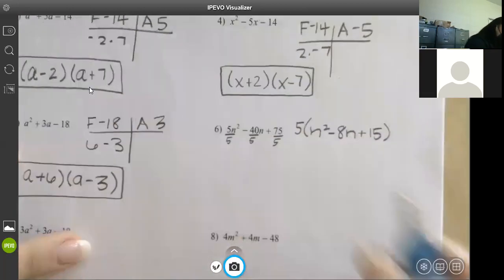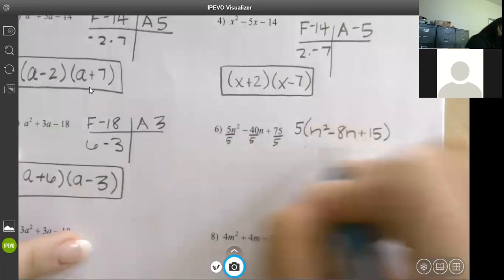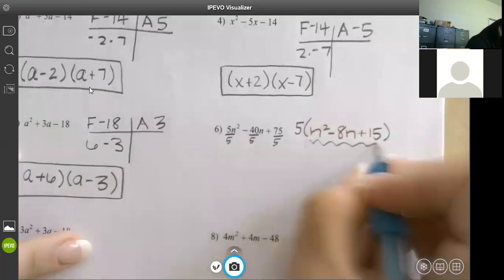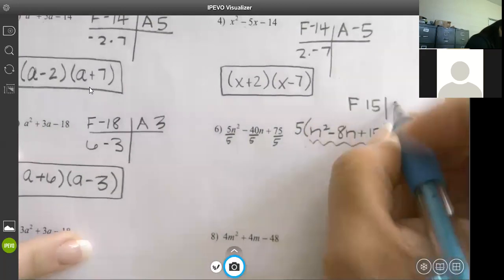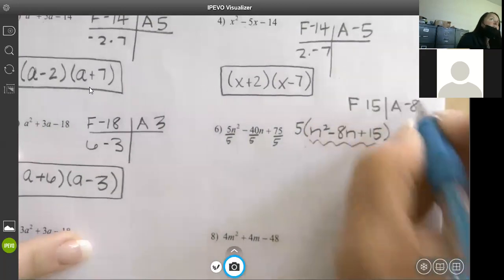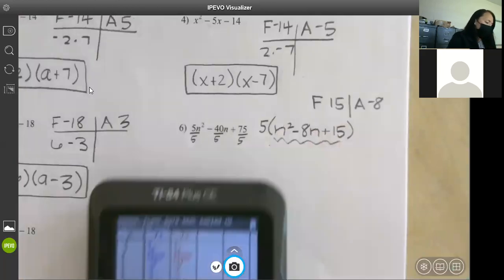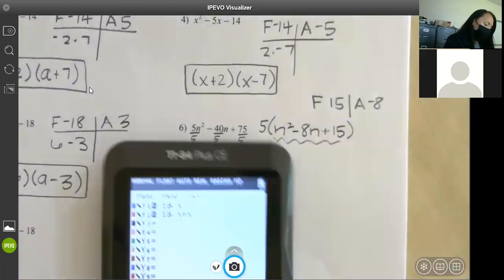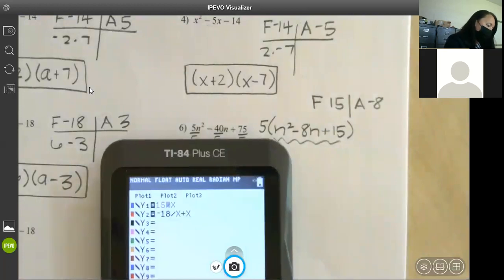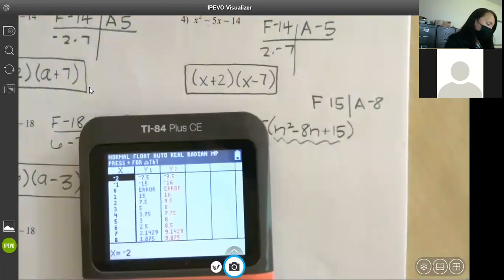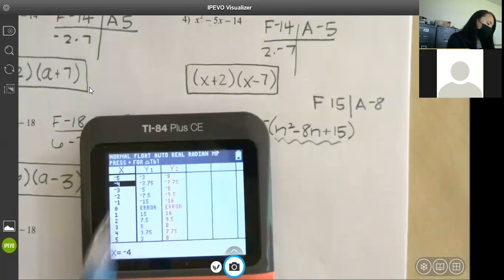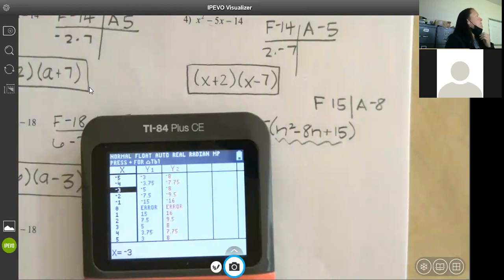So now we're going to keep that 5 in our answer, but we're just going to work with this part right now. What are your factors of 15 that add to -8? So in my calculator, I want factors of positive 15 that add to -8. There's positive 8. I have to move. There's -8. -3 and -5. Is everybody good?